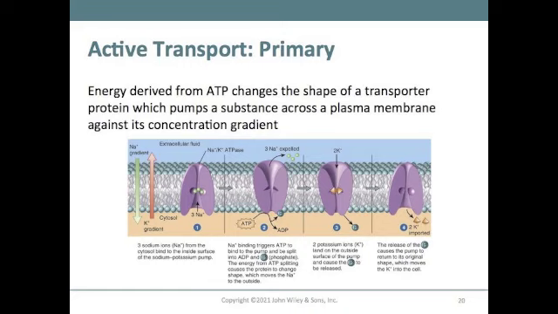Now the shape of the pump protein favors the binding of 2 potassium ions in the extracellular fluid to the pump protein. At step 3, the binding of potassium ions triggers the release of the phosphate group from the pump protein. This reaction again causes the shape of the pump protein to change. And at step 4, as the pump protein reverts back to its original shape, it releases potassium ions into the cytosol. At this point, the pump is again ready to bind to 3 sodium ions, and then the cycle repeats.